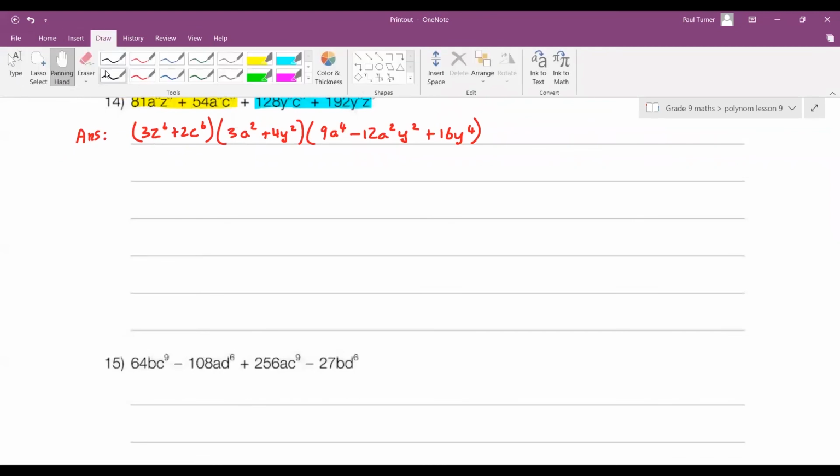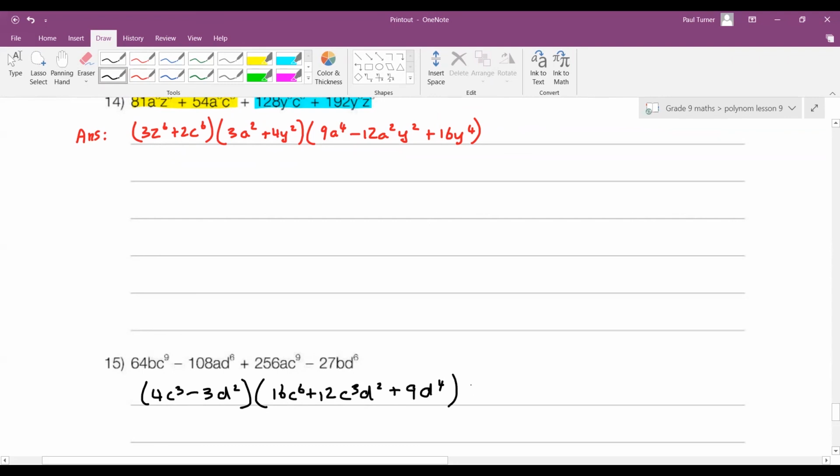Okay, so 15, we're going to have 4c^3 minus 3d squared as your first factor. Then 16c^6 plus 12c^3d^2 plus 9d^4, and b plus 4a as the third factor there. So that's your answer for question 15.